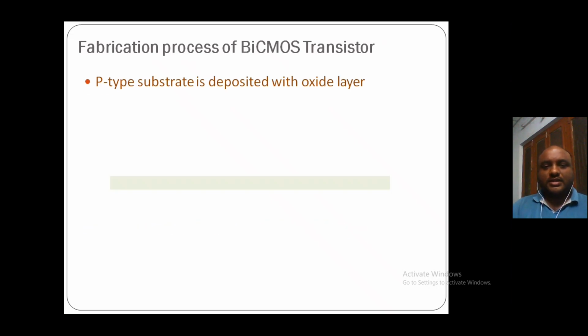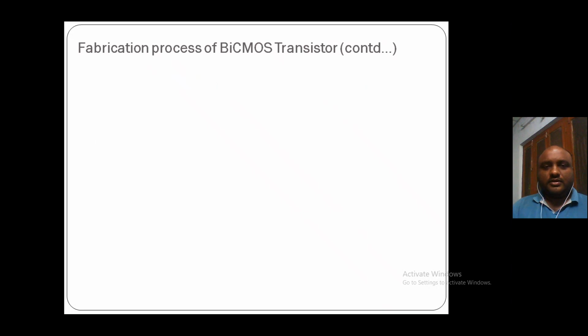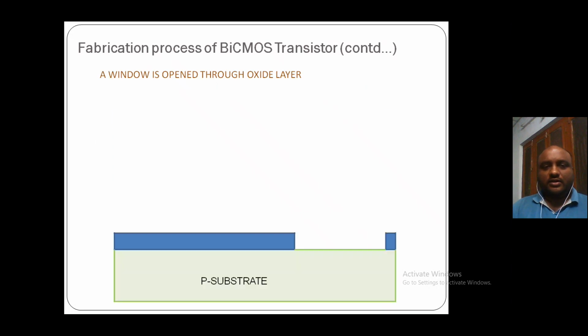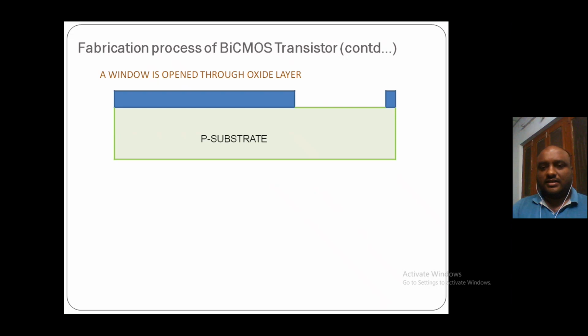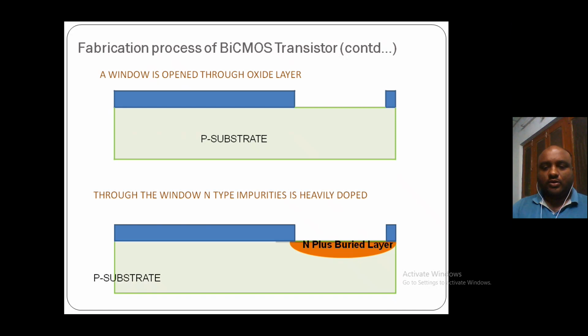First, a p-type substrate is deposited with an oxide layer, which is very well known to us. Then a window is opened through the oxide layer. This can be done with the help of photolithography, which we have done in our previous topics. Through the window, the n-type impurities are heavily doped, which is termed as the N plus buried layer.